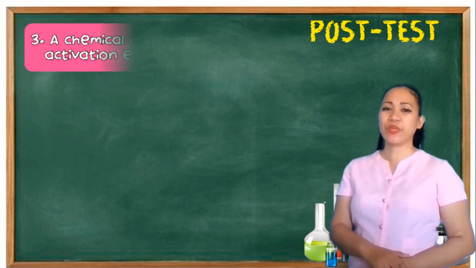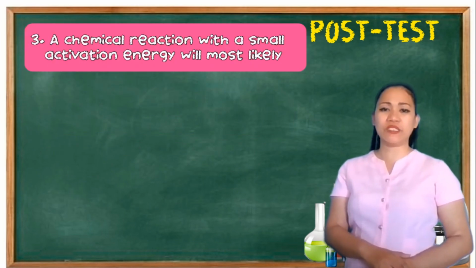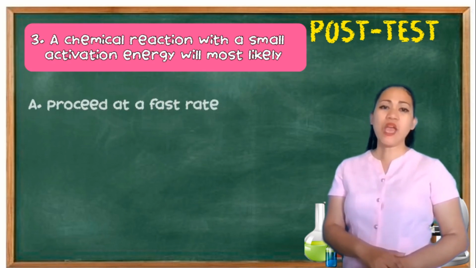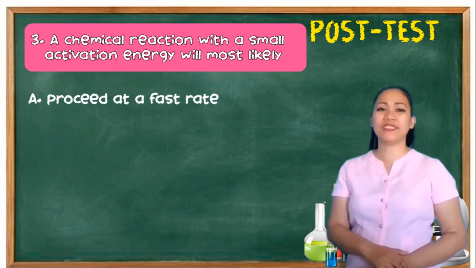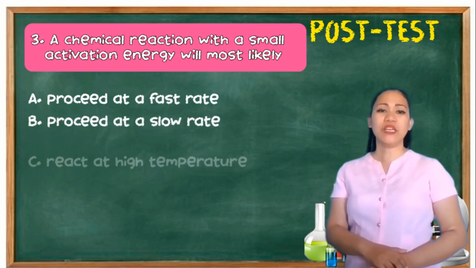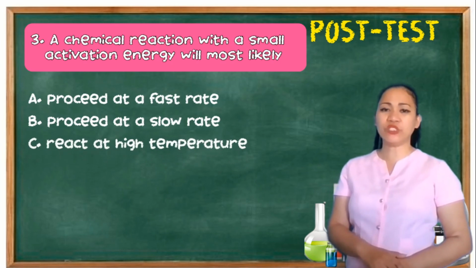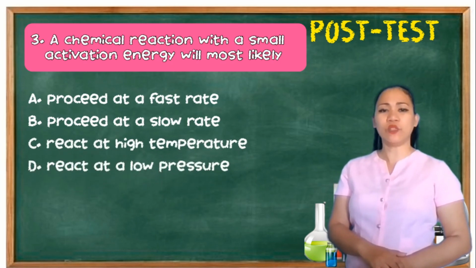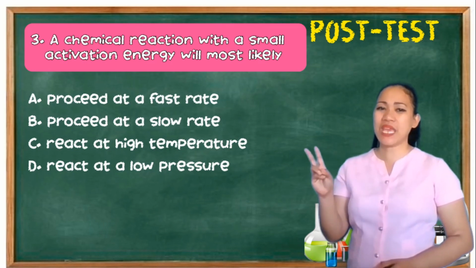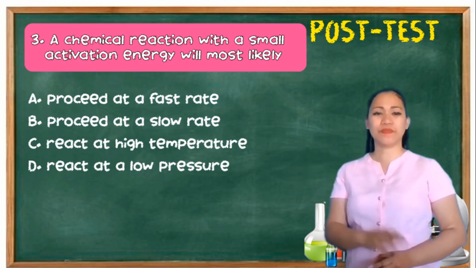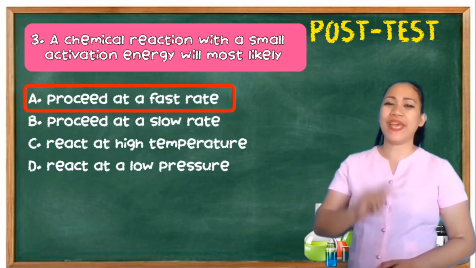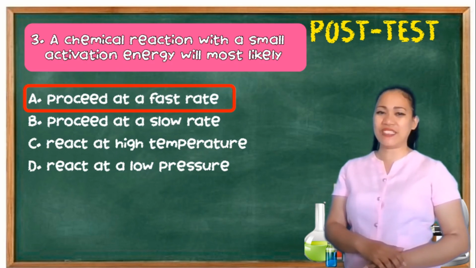Number 3. A chemical reaction with a small activation energy will most likely A. Proceed at a fast rate, B. Proceed at a slow rate, C. React at high temperature, and D. React at a low pressure. Is it A, B, C, or D? If your answer is A, you are again correct. It will proceed at a fast rate.